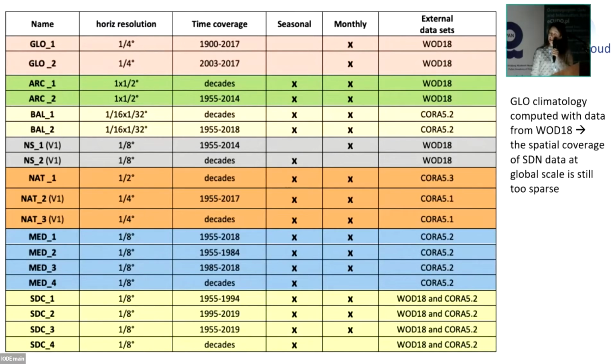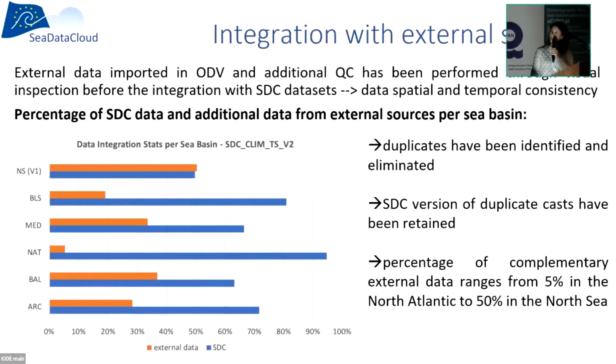Also, a global climatology has been produced, but relying on World Ocean Database data, because the SeaDataNet data at global level are still too sparse. But you see the resolution, the time coverage, the seasonal and monthly fields produced, and which external data source has been integrated. Here, the integration of data has been done through Ocean Data View.